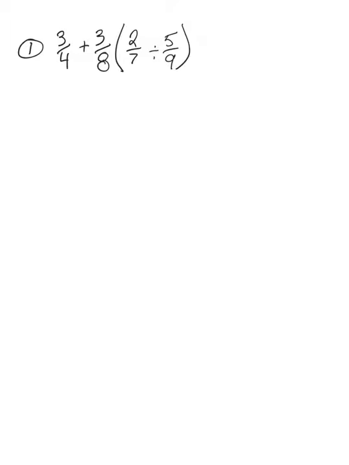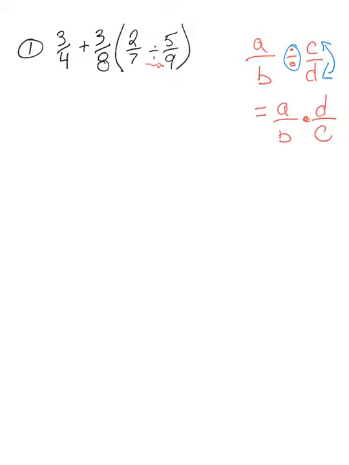First thing is how to deal with one fraction divided by another fraction, which says that if A over B, all dividing C over D, it equals A over B times D over C. So basically what that means is you flip the last fraction and change the division sign to a multiplication sign.